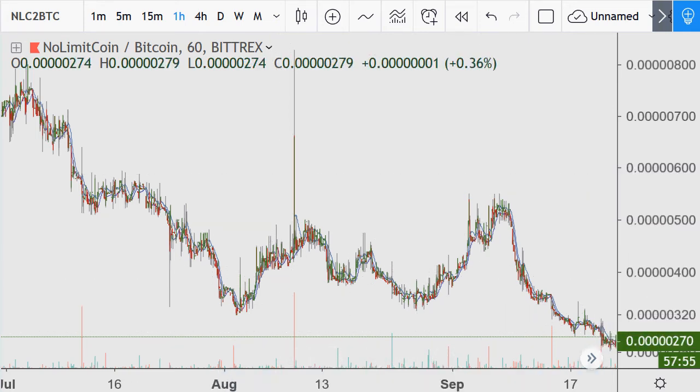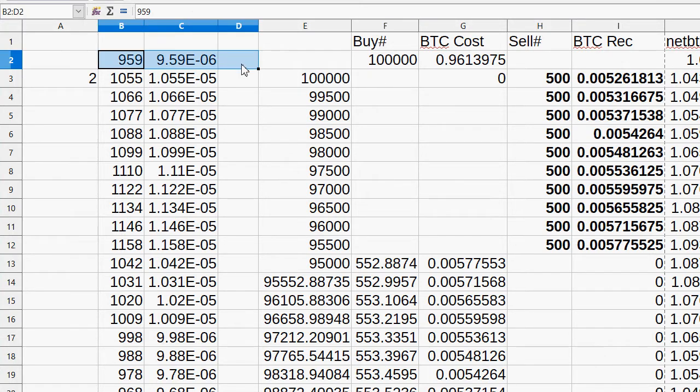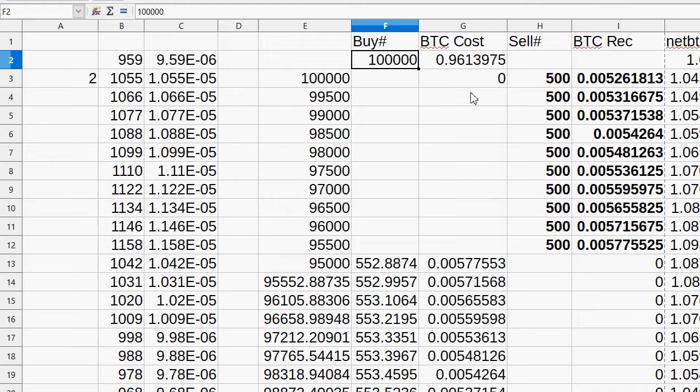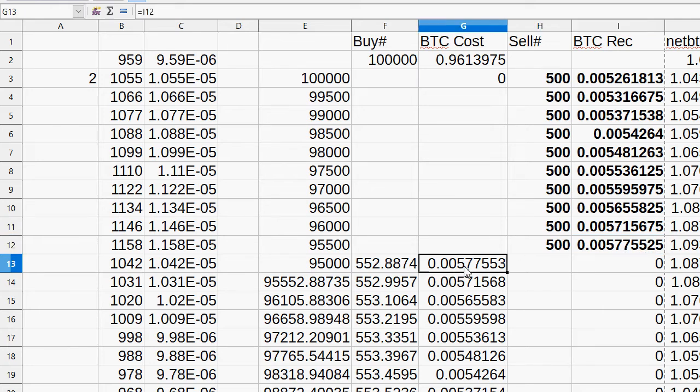Let's take a look at the spreadsheet. And the way I started it off back when the price was 959, by 100,000, close to a Bitcoin, and we're going to assume that you have double that. We'll say you have about 2, so you're left back with 104. And as we can see here, selling 500 in the early stages for 0.0057775525, that exact same amount, but 552.8874, a gain of 52. We're trying to accumulate as many of those as we can, and it's been 2 months.